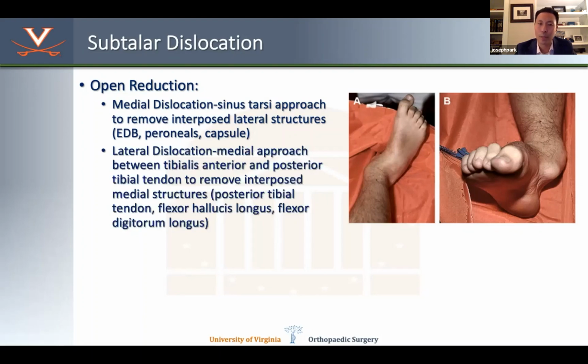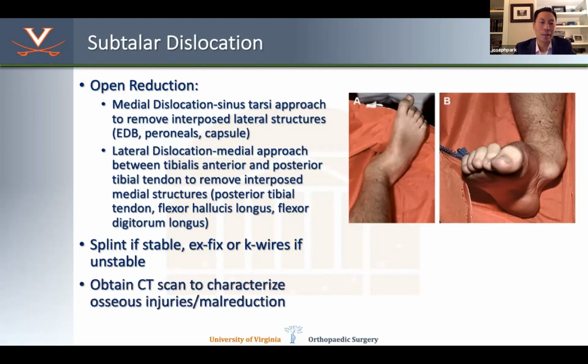We make our incision medially and address the tibialis anterior and posterior tibial tendon to remove those structures from the joint. If the dislocation is stable at that point, you can place the patient into a splint. But if they're unstable, you can put them into an external fixator or put K-wires across the joint if very unstable. At that time, you would obtain a CT scan to characterize any osseous injuries or malreduction.